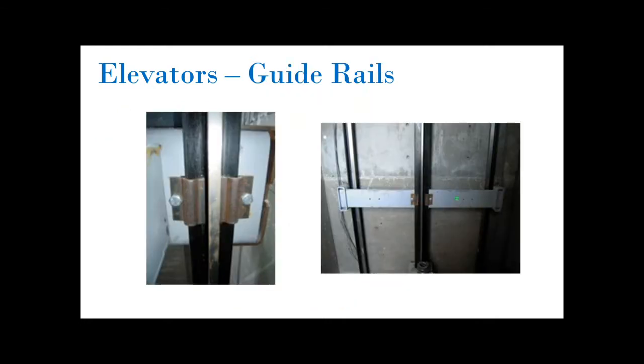Both the cabin and counterweight ride on guide rails, which run along the sides of the elevator to prevent the cabin and counterweight from swaying and to serve as a safety system in case of an emergency.